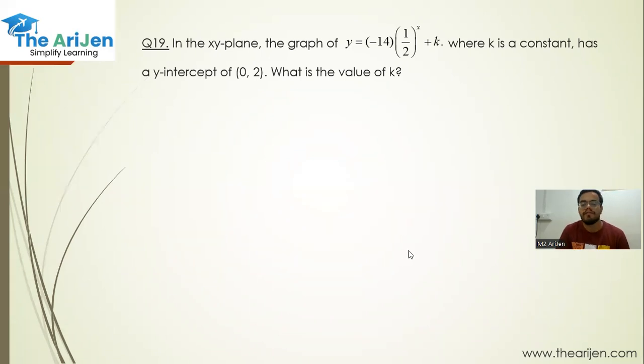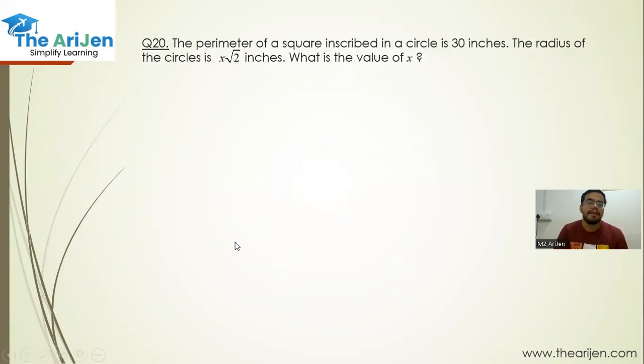The last one for this module 3. This is also an interesting question saying the perimeter of the square inscribed in a circle is 30 inches. The radius of the circle is x root 2 inches. What is the value of x?